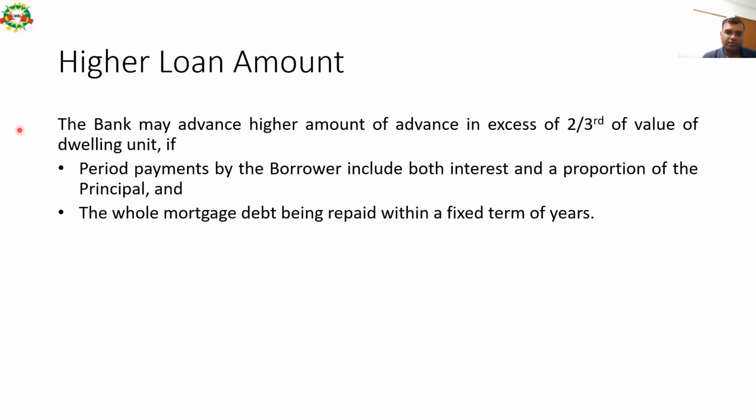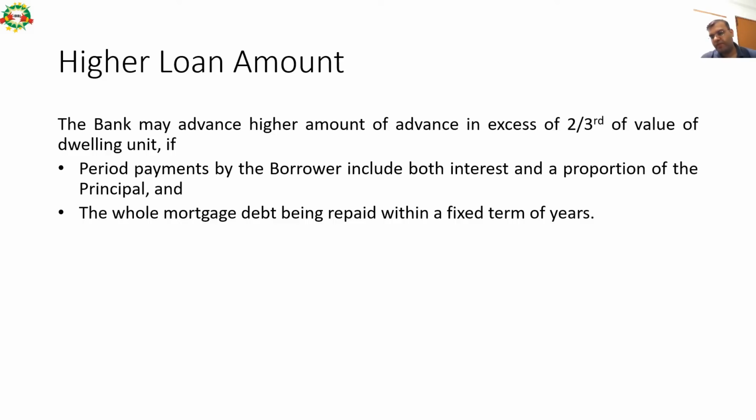Higher loan amount. The bank may advance a higher amount in excess of 2/3 of the value of the dwelling unit if the period of payment by the borrower includes both interest and proportion of principal, like an EMI. If the loan is proposed to be paid in EMI, that is why some banks give LTV up to 90%. In fact, RBI also allows LTV up to 90% in case the loan amount is up to 30 lakh rupees. The whole mortgage debt is being repaid within a fixed term of years.